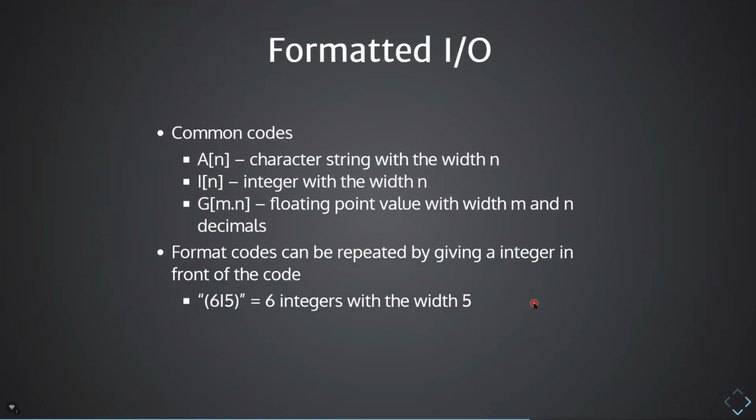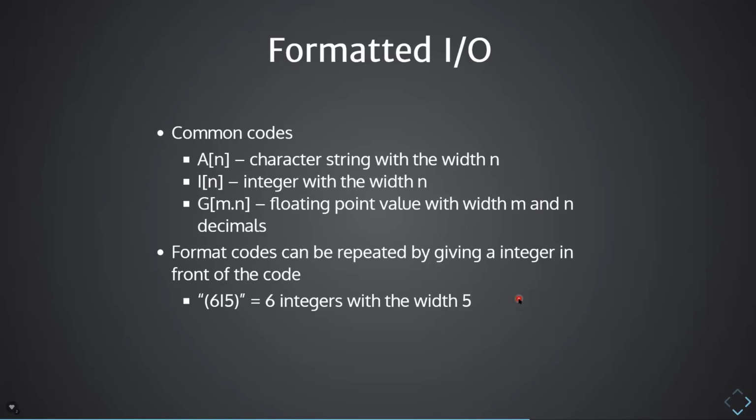So common codes are A, which is a formatting for character strings. If you give A, it will be a single character. An will be a string with a width of n. You can specify I for integers, and then you can also give a field width of n here. So if you specify I4, it will try to output an integer with a field width of 4. Then you can specify a floating point Fm.n, where you give a width m and a number of decimals n.